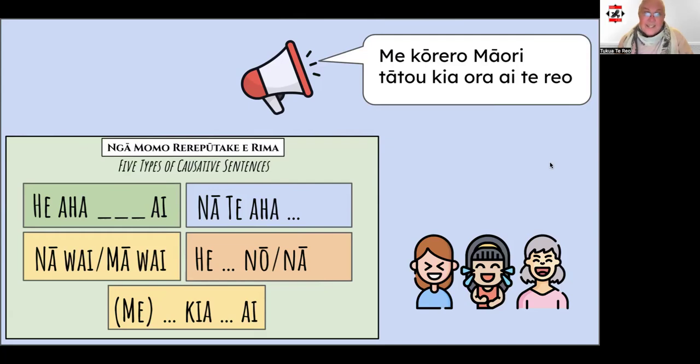So there we have it. 5 different ways to frame causative sentences. I hope you found something in this video that you found useful and that you now have a better understanding of how these types of structures work.